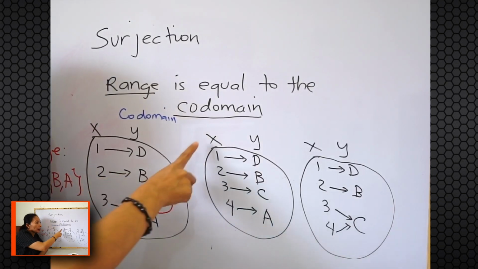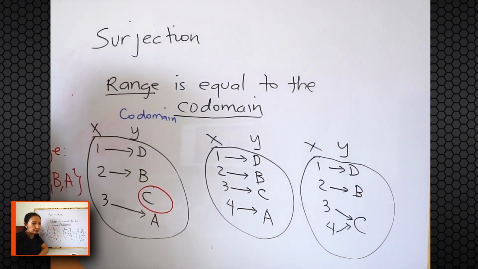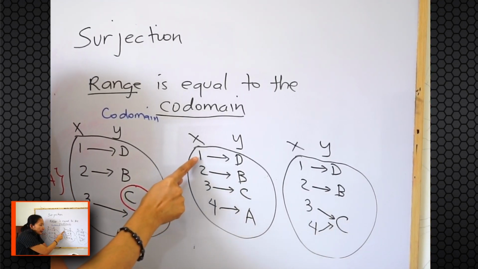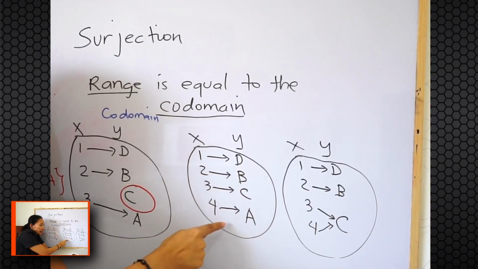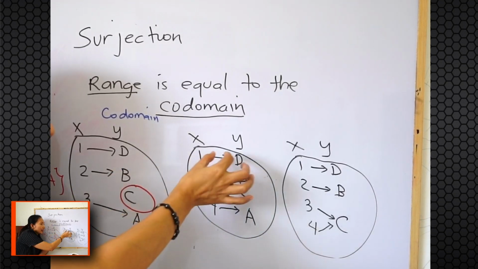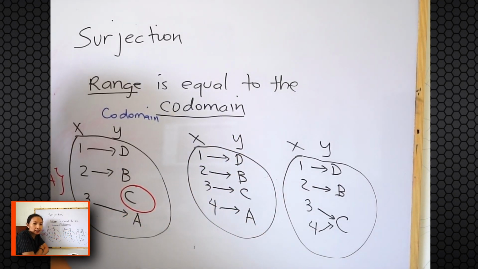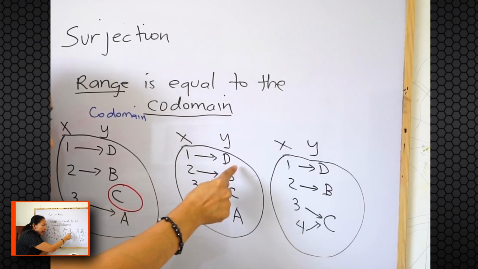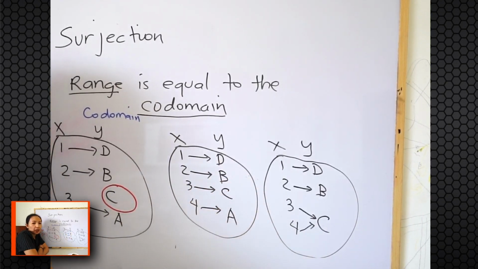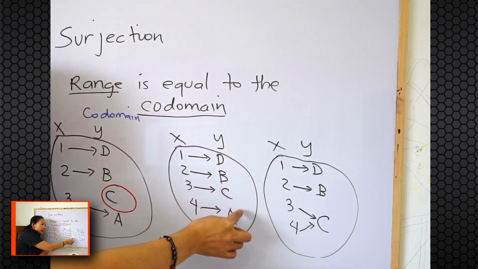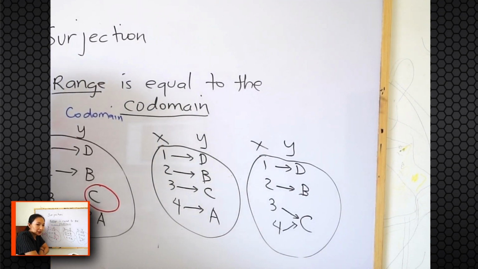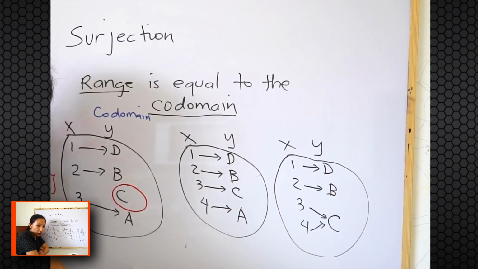Now, how about the second arrow diagram? In the second arrow diagram, 1 maps to D, 2 to B, 3 to C, 4 to A. What is the range of this function? The range is D, B, C, A. And if I would ask you, what is the codomain? It's also D, B, C, A. Therefore, is the second arrow diagram a surjection? Yes.